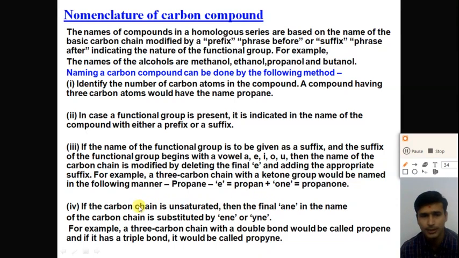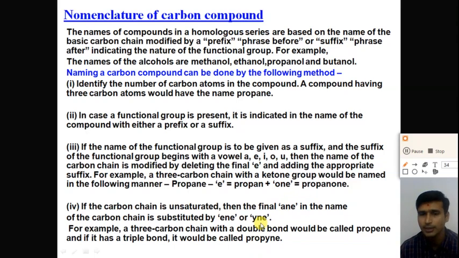Now, the next point is that if the carbon chain is unsaturated, that means if there is a double covalent bond or a triple covalent bond between the carbon chain, then the final "ane" in the name of the carbon compound is substituted by "ene" or "yne". If there is a double bond in the carbon chain, its name is modified by "ene", and if there is a triple bond, its name is modified by "yne", right?